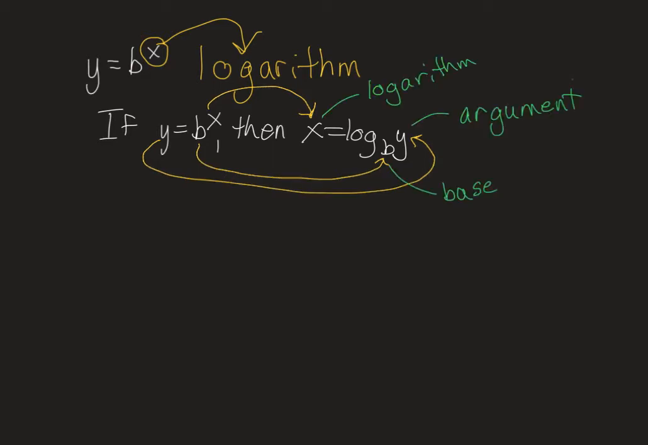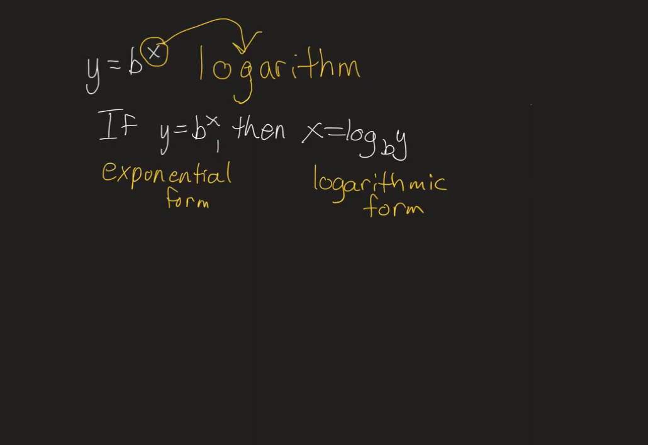And here are the terms that we use for each part of that equation. x is the logarithm, which used to be the exponent. b is still the base, just as it was over here. And y is now called the argument. I don't know why, don't argue with me. So on the left we have the exponential form, and on the right we have the logarithmic form of the same equation.